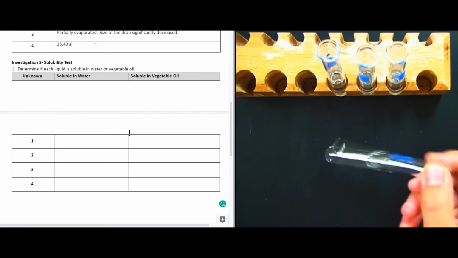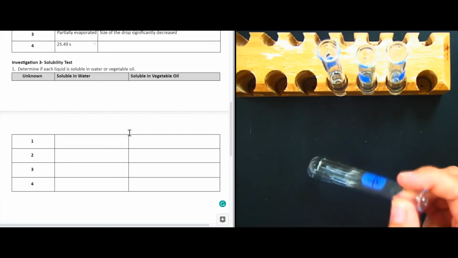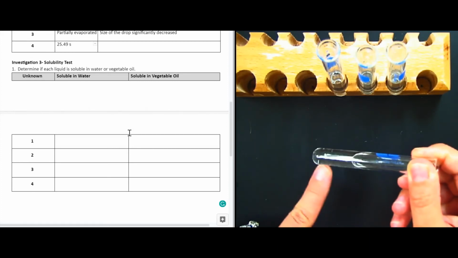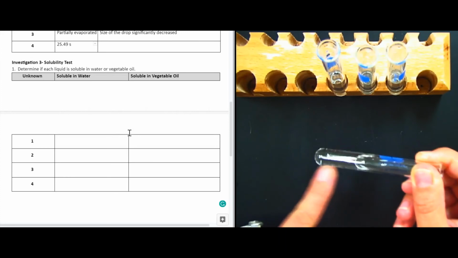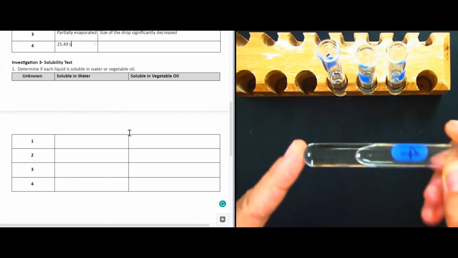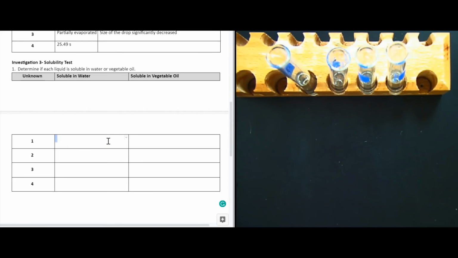Alright, so this is unknown number 1. I know the test tube says 4, but this is unknown number 1. So looking at this solution, I don't see any separation. They are completely mixed. I'm going to say unknown number 1 is soluble in water.